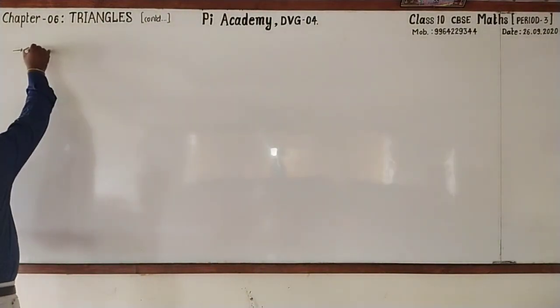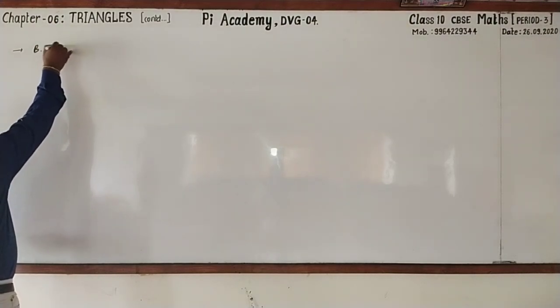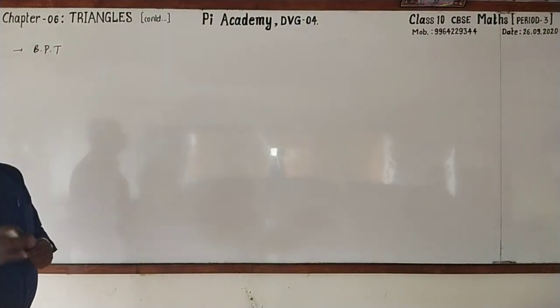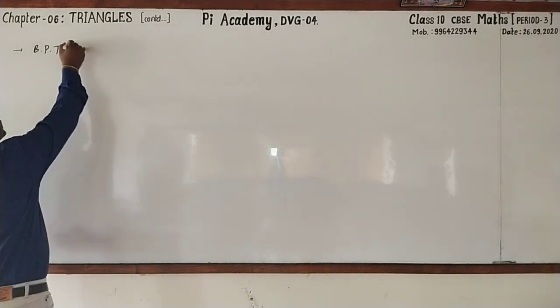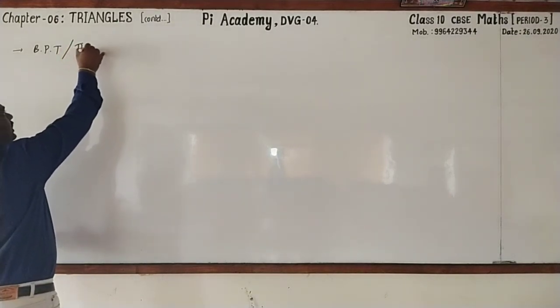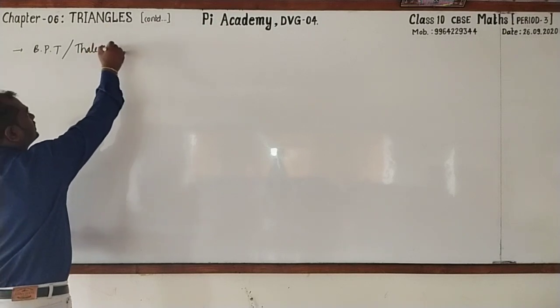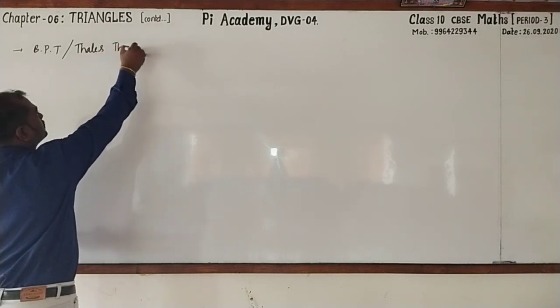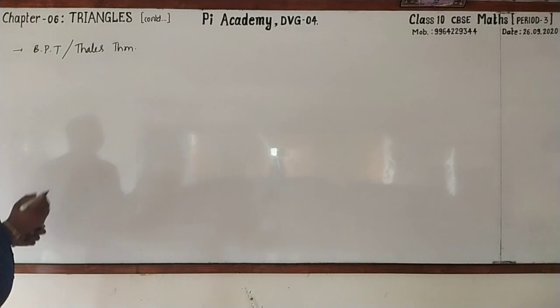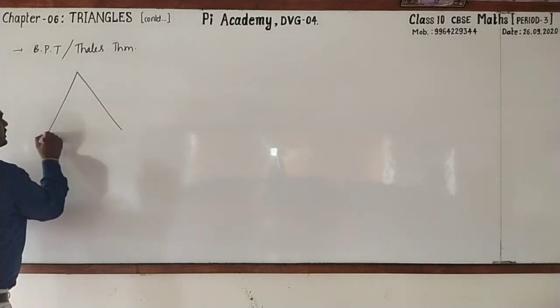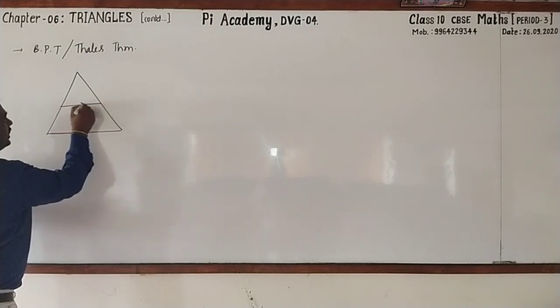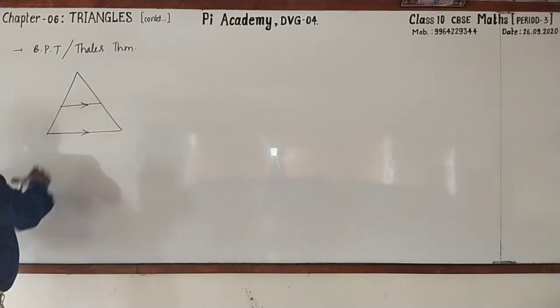Yes, you are right. This is BPT. What is its full form? Basic proportionality theorem. Then what is the other name of it? You are right. It is Thales theorem, right? Next, what is its statement? Yes, if a line is drawn parallel to a side of a triangle, then it divides the other two sides proportionately.